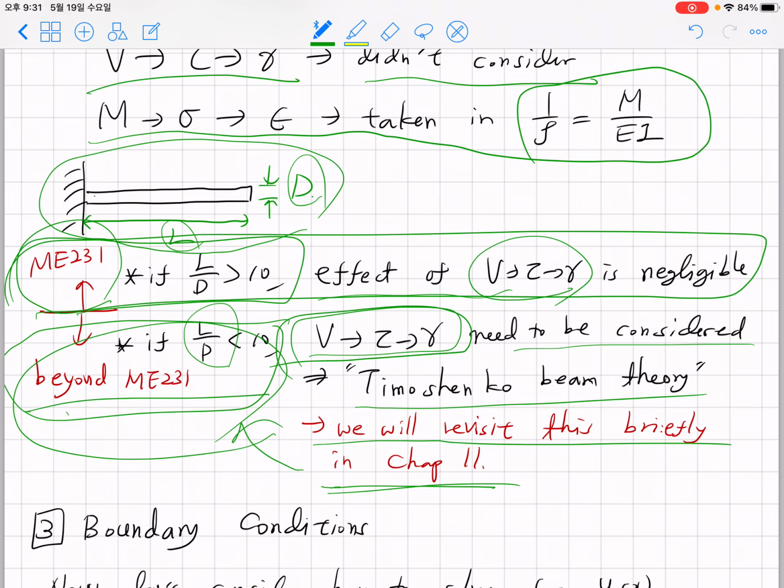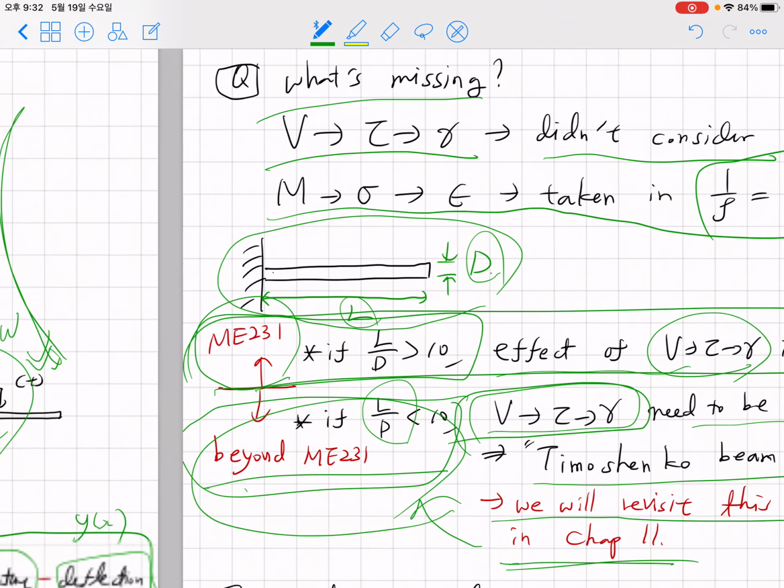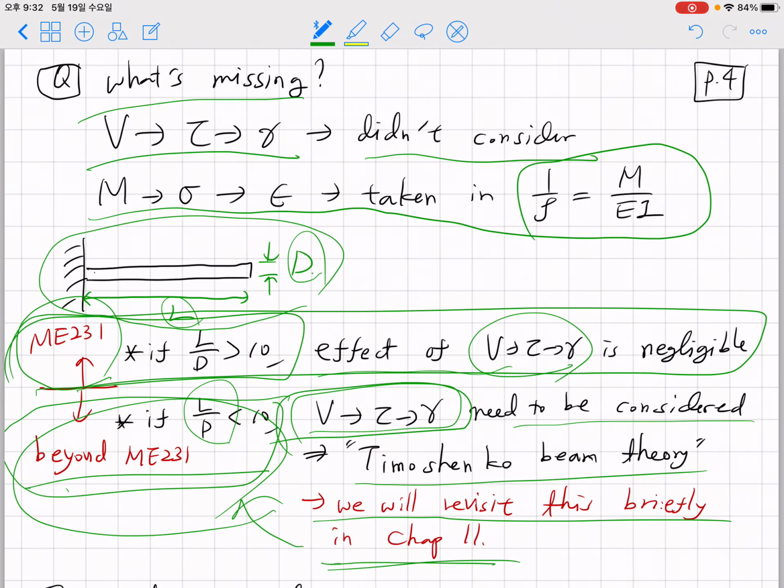We'll just consider large enough aspect ratio and Euler-Bernoulli beam theory, and we'll learn how to solve this differential equation to obtain the elastic curve using boundary conditions. Regarding boundary conditions, we'll discuss it in the next video.